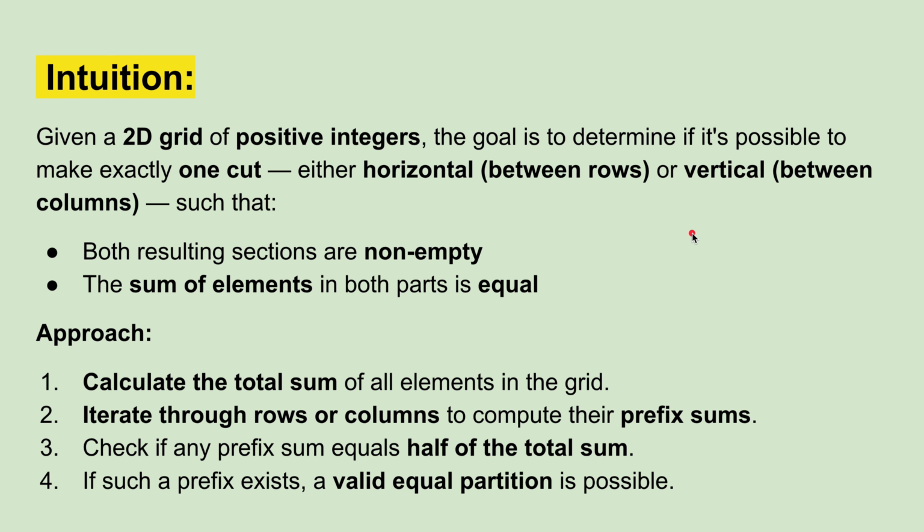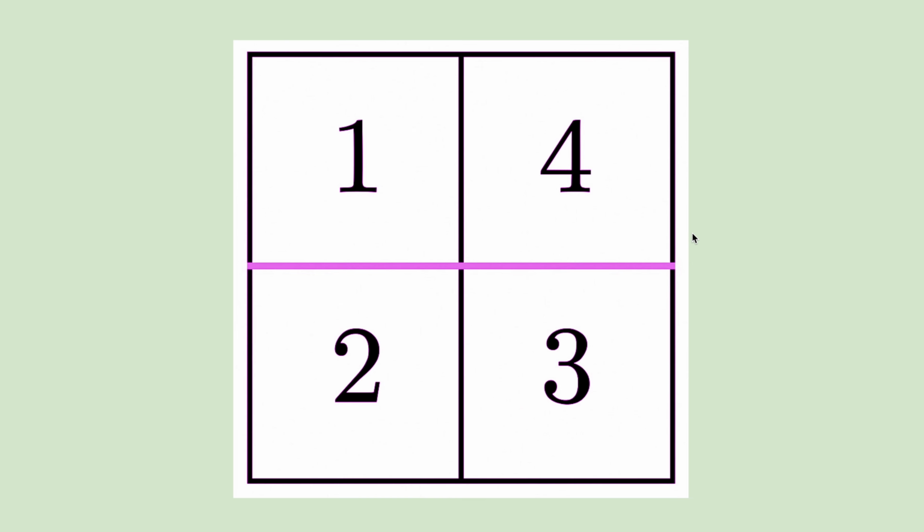If that doesn't work, we try vertical cuts by computing the sum of each column, and we check the prefix from left to right. Let's suppose we go from here to here, then we check from here to here. Like that we can go on and check.